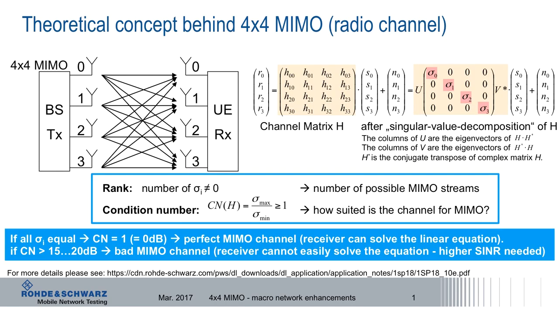If all sigmas are equal, the condition number is 1 or 0 dB. We have a perfect MIMO channel and the receiver can solve the linear equation very easily. If the condition number is around 20 dB, so we have a big imbalance in the different multipaths, we have a very bad MIMO channel. That means the receiver cannot really solve the equation easily, and a higher signal-to-noise ratio would be needed in these environments.